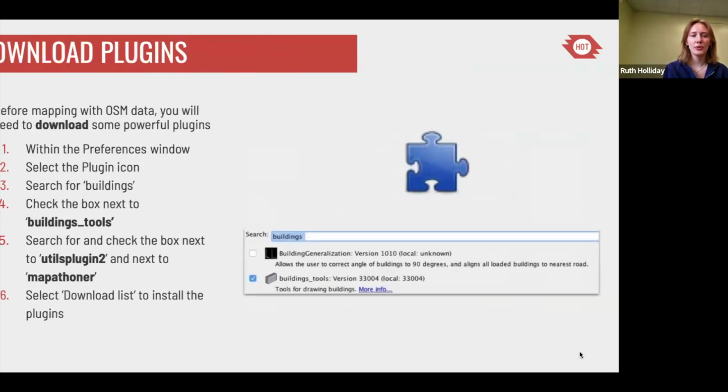So the next step that we'll do is downloading plugins. The plugins in JOSM are one of its most powerful features. The 3 plugins that we recommend are the Buildings Tools, Utils Plugin 2, and Mapathoner plugins. So within the preference window, you will select the plugin icon, which is the little blue puzzle piece. You'll search for Buildings first and check the box next to Building Tools. And then search for Utils Plugin 2 and Mapathoner as well, and check the boxes next to those, and then select download list to install all the plugins.